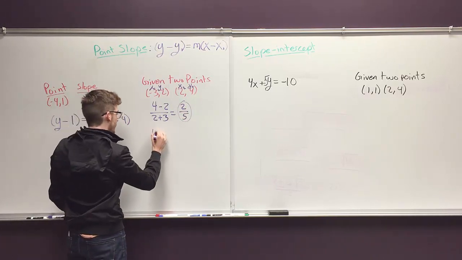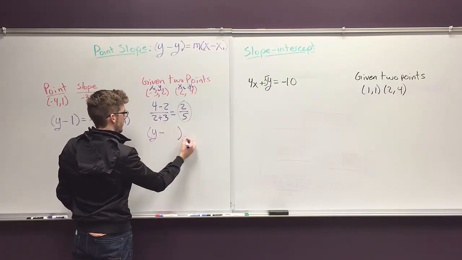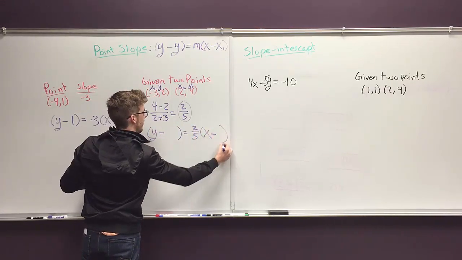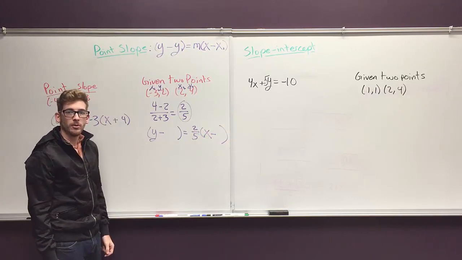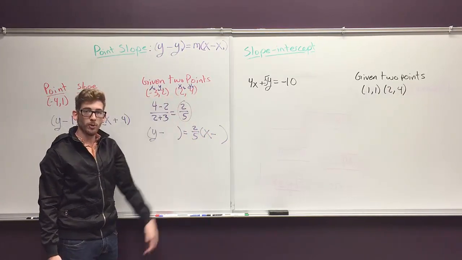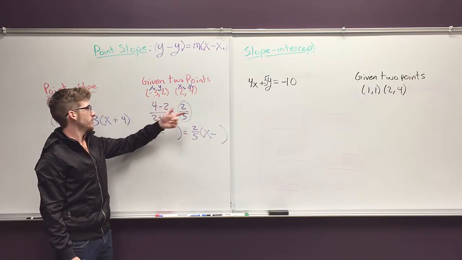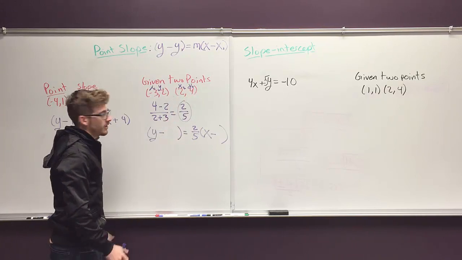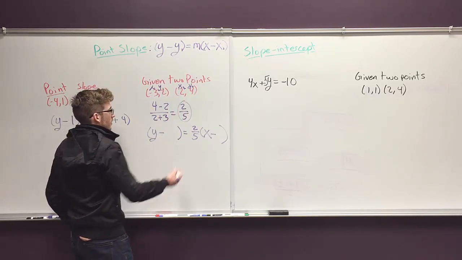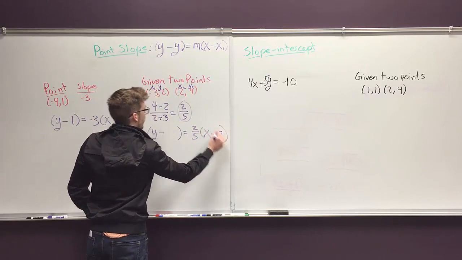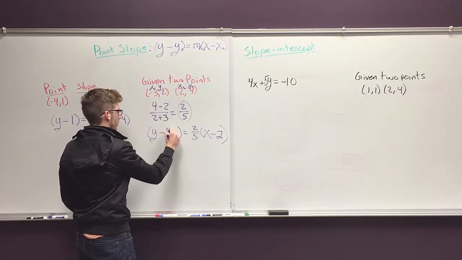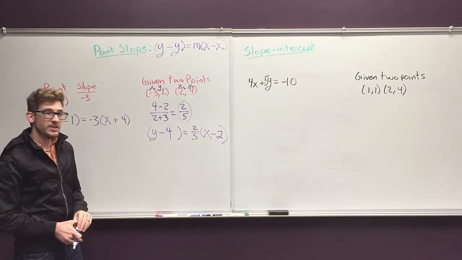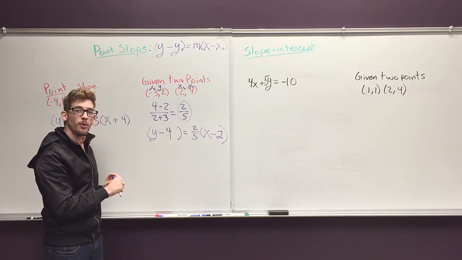Well, we can plug that piece in. So we have y minus something equals 2/5 x minus something. Okay, well, now what do we do? We can pick one of the 2 points. It doesn't matter if we pick this one or this one, it's going to give us the same line. So let's just pick this one because they're both positive and that's easy. So what's our x value? 2. What's our y value? 4. And that's it. Point slope form is basically just plugging in 1 point and the slope.